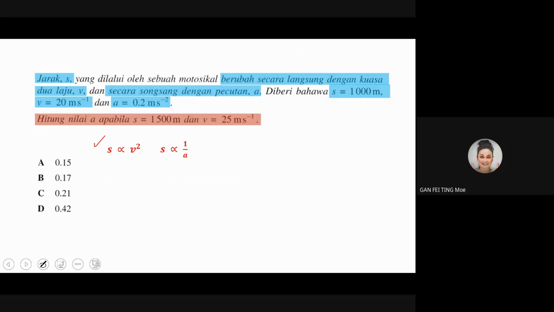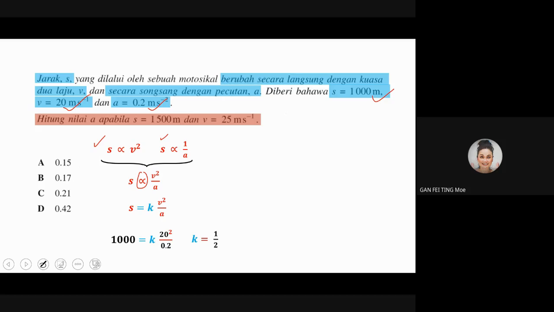Then secondly, it says that S varies inversely with acceleration A. This is the second part. Then you bring them together, so it should be written as S varies as V squared over A. The varies sign should change into K. When you change into K, you just sub in the values 1000, 20, 0.2 to get the value of K.